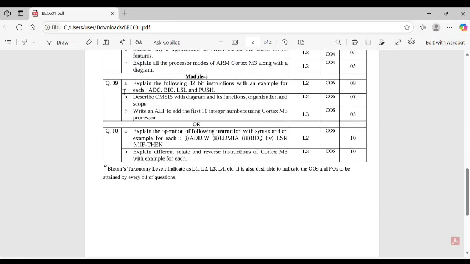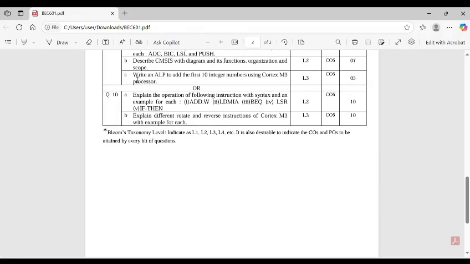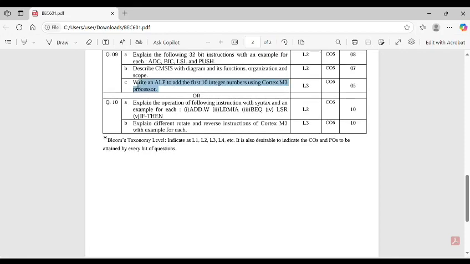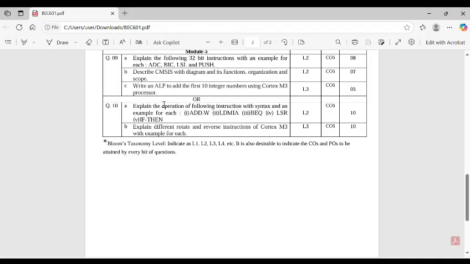Next one is Module 5. In Module 5, 9A question: explain the following 32-bit instructions with an example for each: ADC, BIC, LSL and PUSH. This is also an important question, but they will change these sub questions. Next one is 9B: discuss the CMSIS with the diagram and functions, organization and scope. Next, in 9C: write an ALP to add first ten integer numbers using Cortex M3 processor. This is a lab question. The IPCC embedded is an IPCC subject, so they have included the lab program. One lab program will be for sure in the exam.